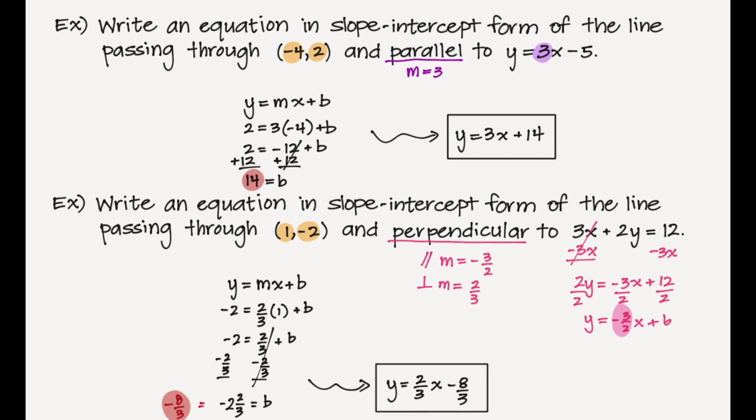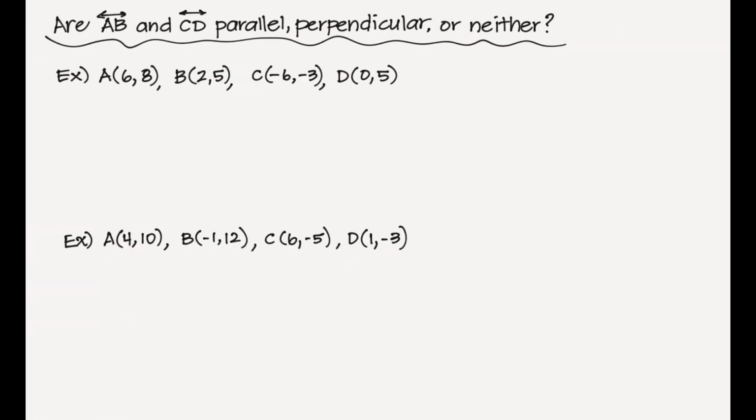So to wrap up this lesson, we are going to ask ourselves if lines AB and CD are parallel, perpendicular, or neither, and all that we need to do is calculate the slopes of both lines to compare them. So for our first example, A is at 6, 8, and B is at 2, 5. So let's go ahead and find the slope. 5 minus 8 over 2 minus 6 is equal to negative 3 over negative 4, which equals positive 3/4.